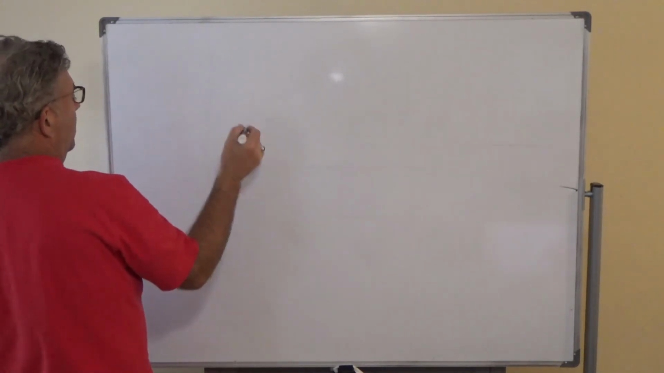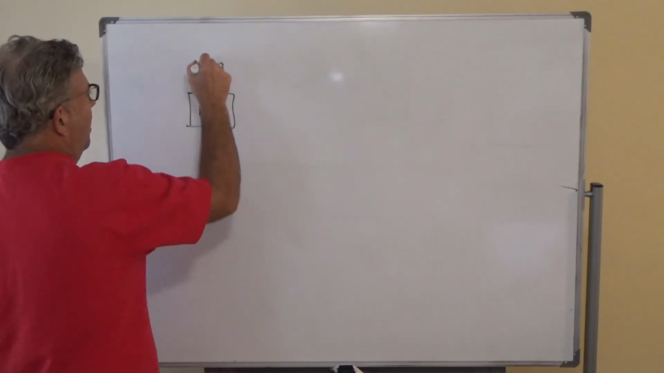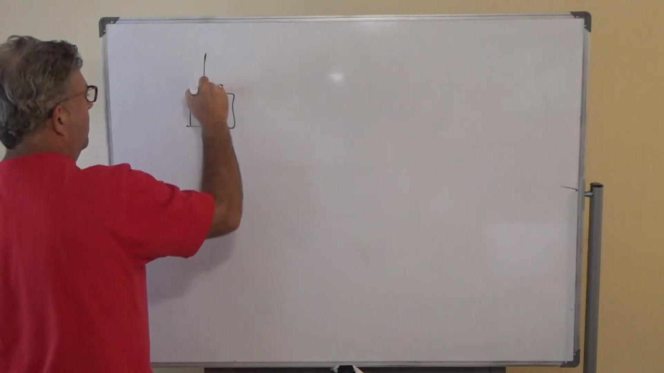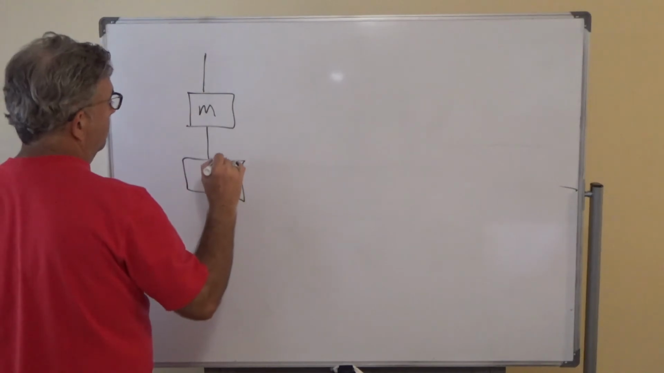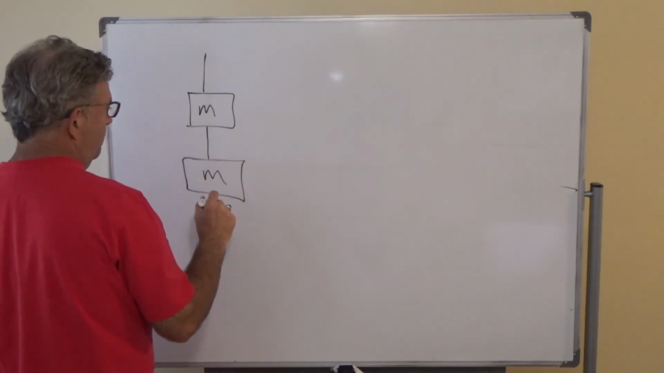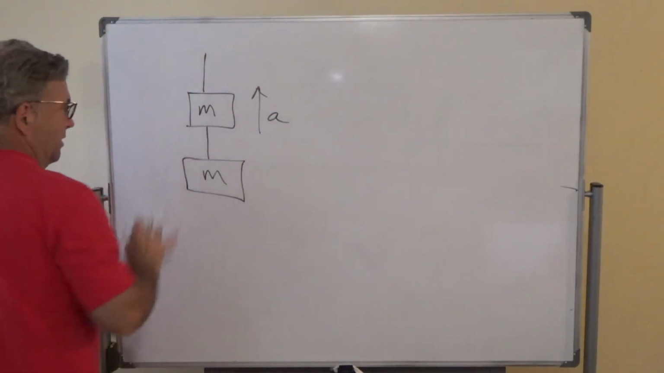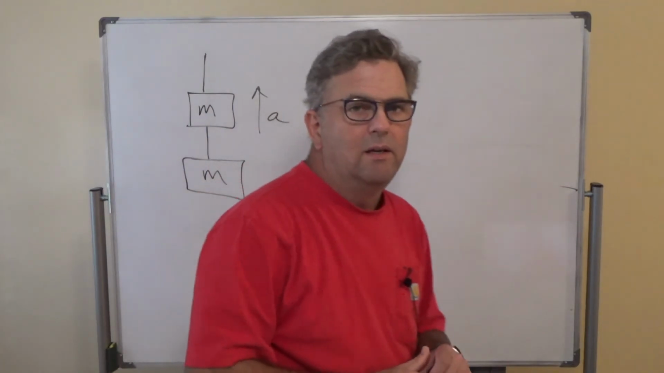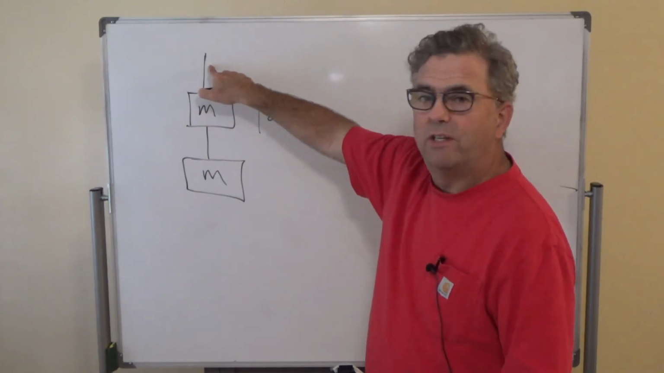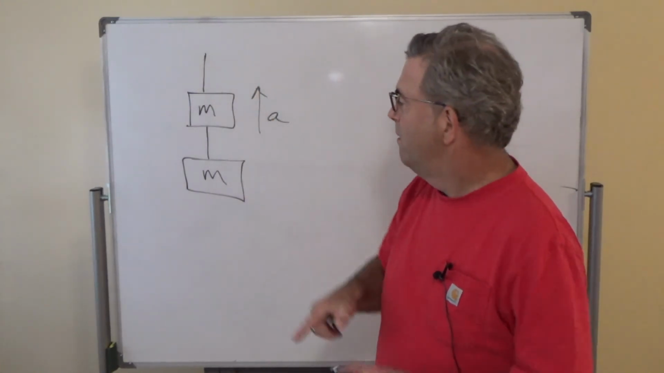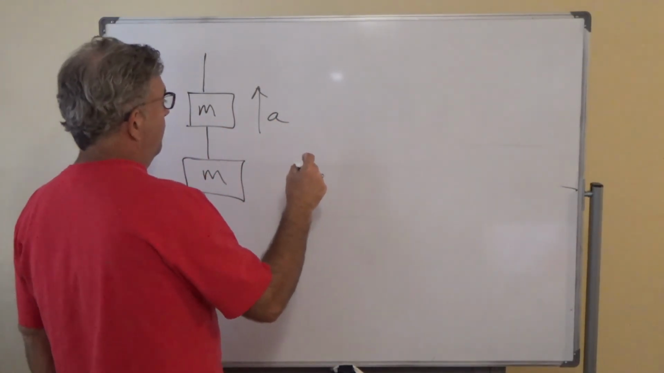All right, so let's look at the lower mass. I'll draw the whole thing. They're both the same mass. So this whole thing is accelerating upwards. It's ascending, it's accelerating. And you want to know what's the tension in this string and what's the tension in this string. Or rope or cable or whatever you want to call it.